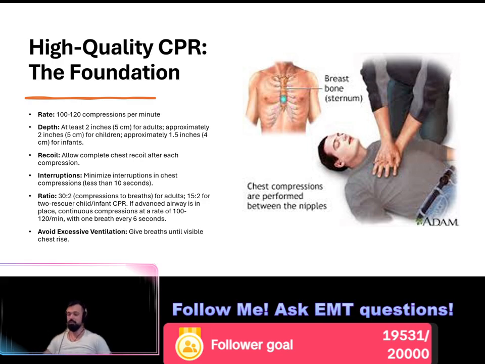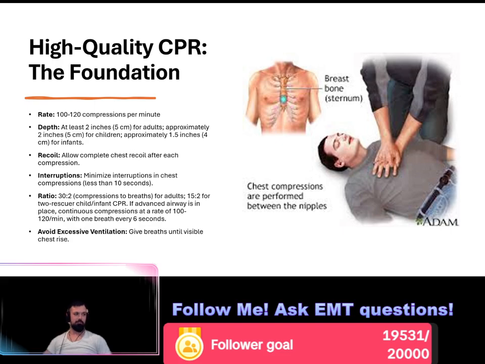Fantastic. So children and infants are more dependent on ventilation and oxygenation support, since the primary reason that children and infants go into cardiac arrest is due to respiratory failure or arrest. So we need to provide more effective and efficient ventilations for these children. So that's why we switch to 15 compressions per 2 breaths when we have 2 or more providers.